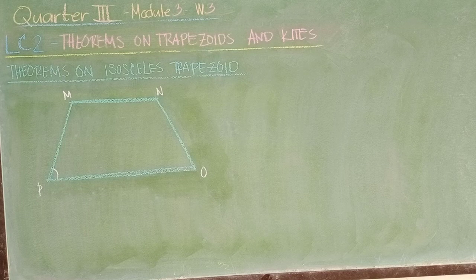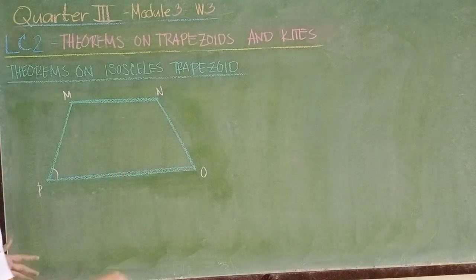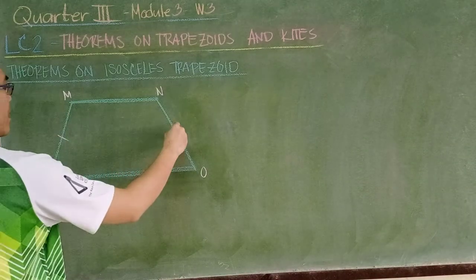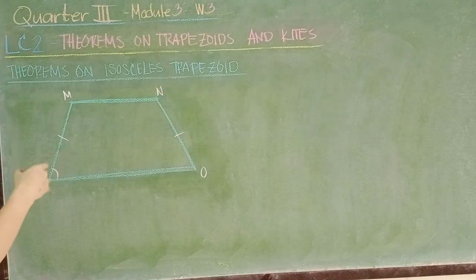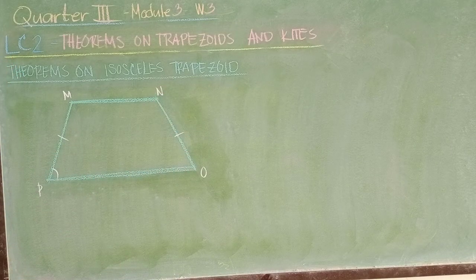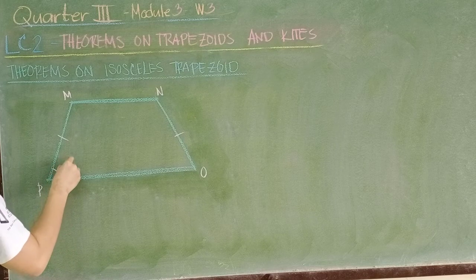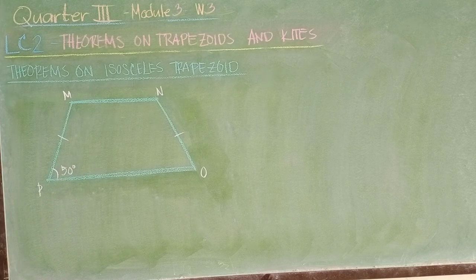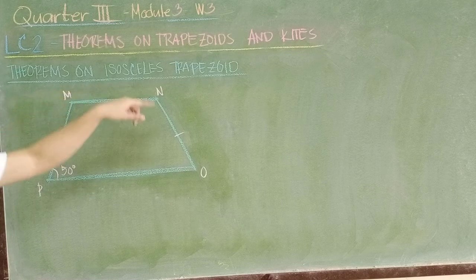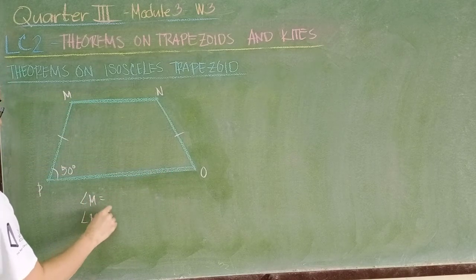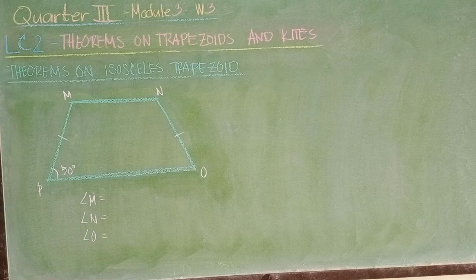So, let's have a further example. Let's say this is an isosceles trapezoid where line MP and line NO are congruent. Let's say angle P is equal to 50 degrees. Ano yung sukat ng M, N, at tsaka angle O?